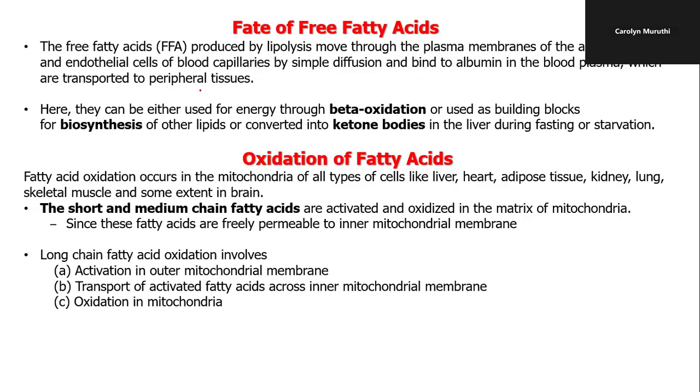And we will see that the short and medium chain fatty acids are activated and oxidized in the matrix of the mitochondria. Now, these fatty acids can freely permeate the inner mitochondrial membrane. However, the long-chain fatty acids have to be activated in the outer mitochondrial membrane before they are transported into the matrix to undergo beta oxidation.